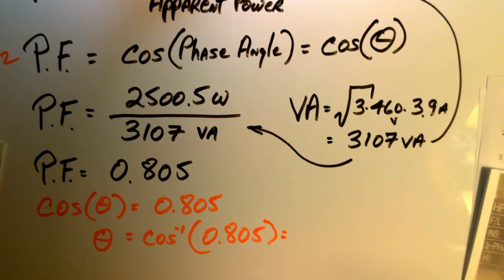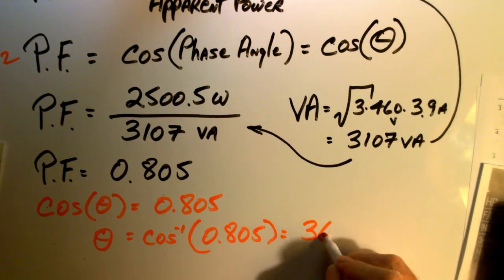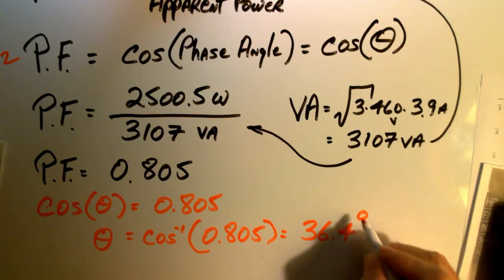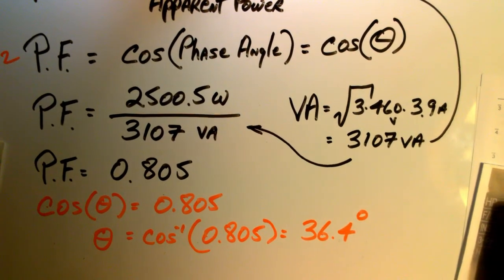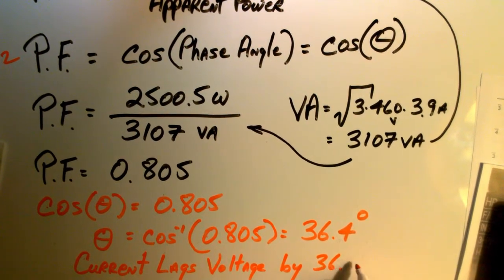now what I'm getting here is 36.4 degrees. With that, I can say that my current lags voltage by 36.4 degrees.